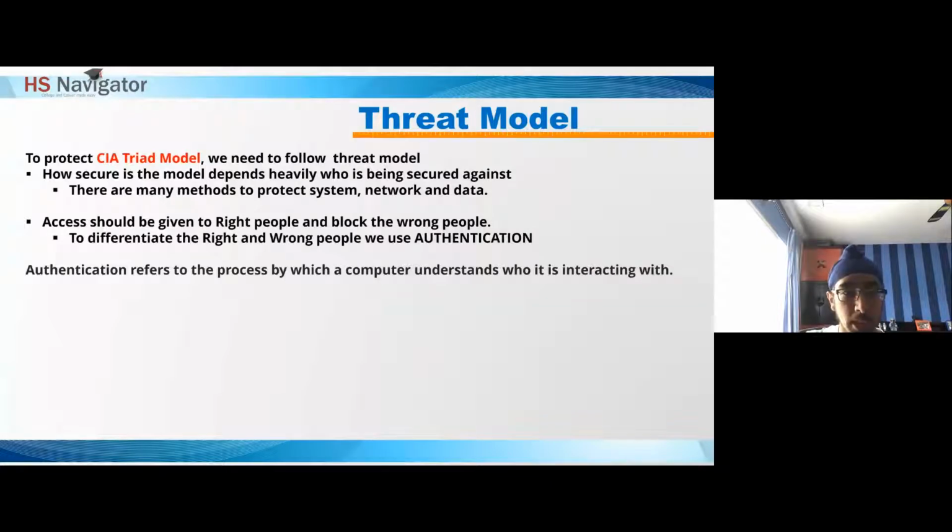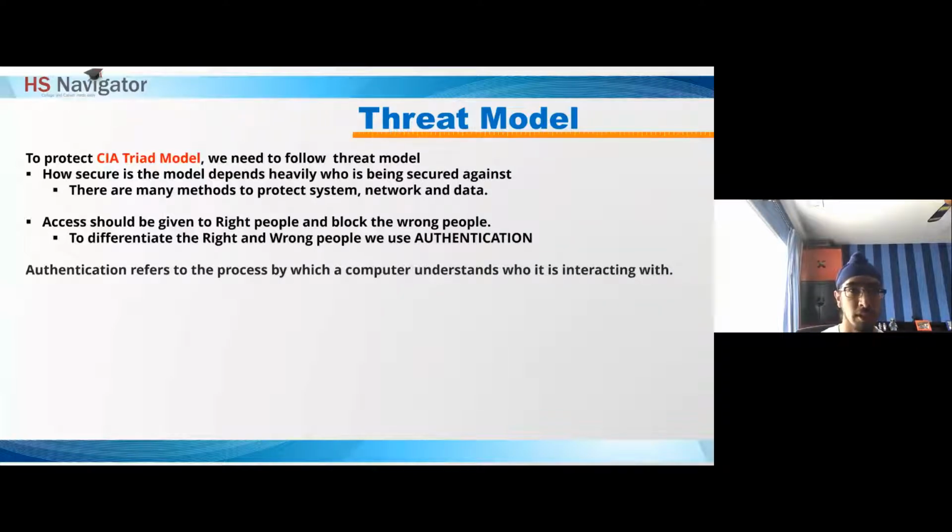And to protect the CIA Triad model, we need to follow the threat model. The threat model basically says how secure you want to make your data depends heavily on who you're trying to secure against. So if you're a small company or just a personal user, a person who has a bunch of accounts, then how secure you need to make your stuff depends on how many people are trying to get into it.